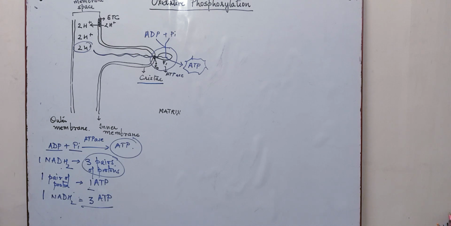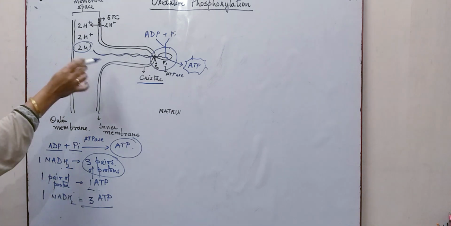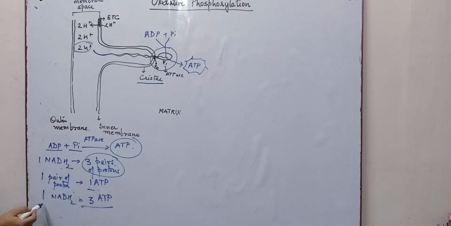Now here you have to understand the difference between the NADH2 and FADH2, which we are continuously talking about. The difference is that when NADH2 dissociates, the electrons will enter into the electron transport chain and produce energy at three different levels, as we have studied in the previous video. So energy released by the NADH2 dissociation is at three levels, and at each level a pair of protons is produced. One pair of protons is equivalent to 1 ATP, when the transfer takes place from the intermembrane space to the matrix. So 1 NADH2 is equivalent to 3 ATP.